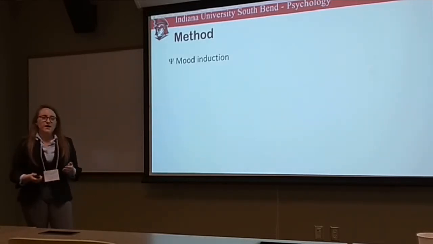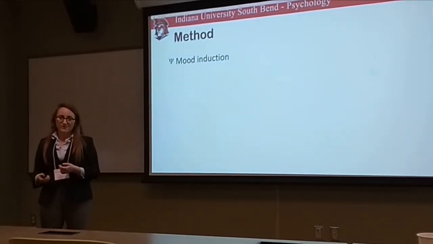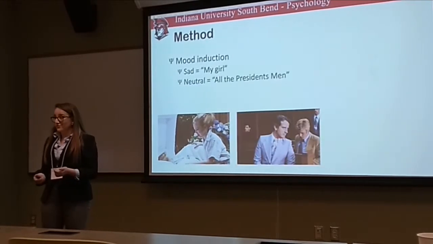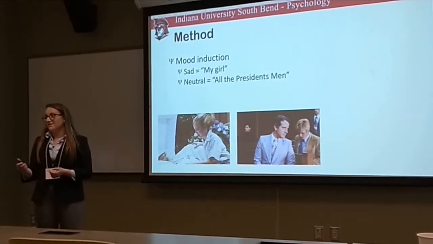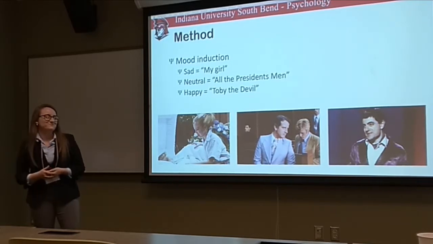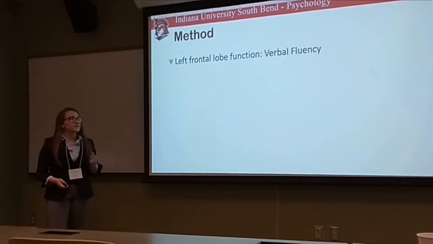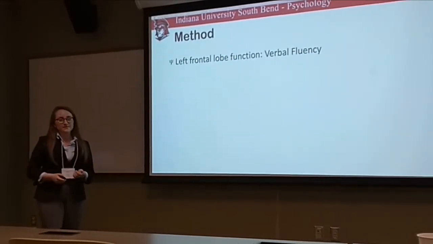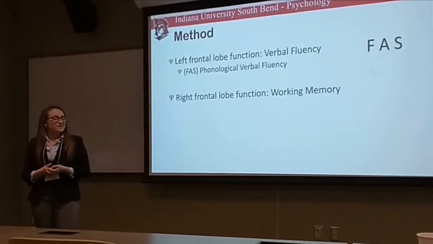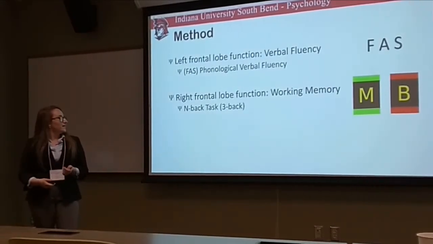So to induce mood, I broke my participants up into 3 groups. There was the sad group, the neutral group, and the happy group. The sad group watched a clip from My Girl. The neutral group watched a clip from All the President's Men, and the happy group watched Rowan Atkinson's comedy sketch, Toby the Devil. So to assess left frontal lobe function, I chose to assess verbal fluency, which I did using a verbal fluency task. And to assess right frontal lobe function, I wanted to assess working memory, which I did using N-back tasks.